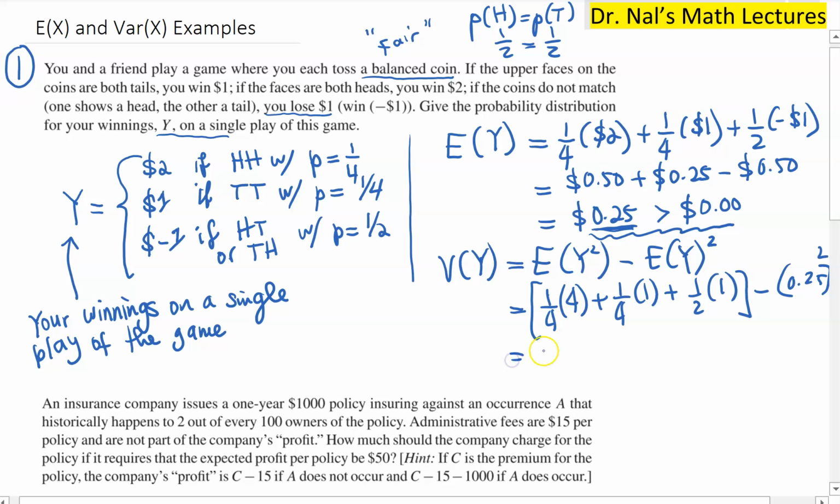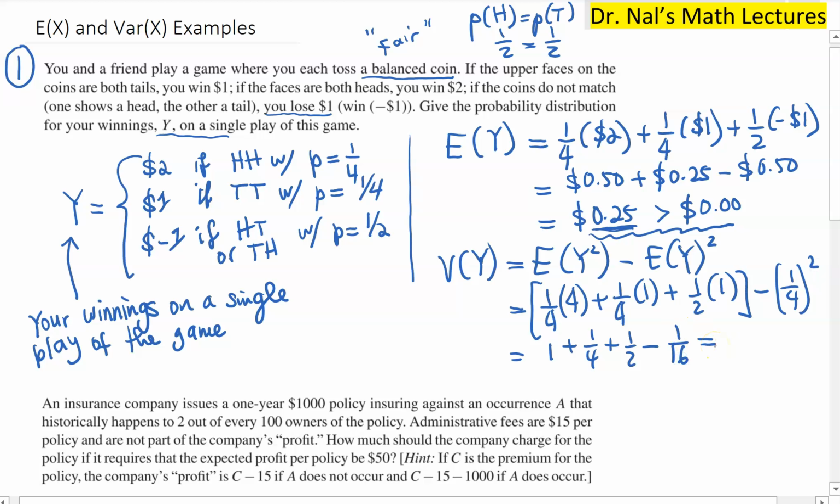All right, so we have 1 plus 1/4 plus 1/2 minus, well, 0.25 squared. Why don't I write 0.25 as 1/4, right? So 1/4 squared, that's better. So this will come out as 1/16 as a result.